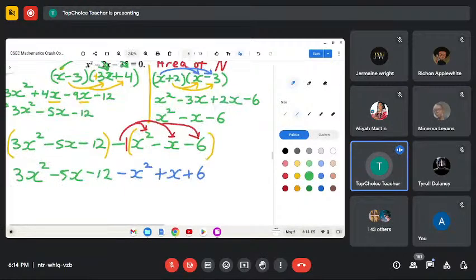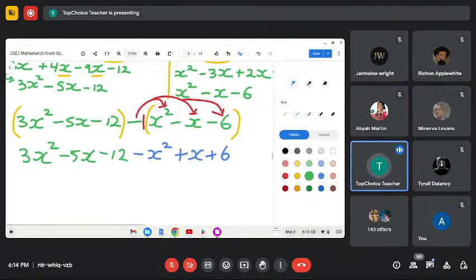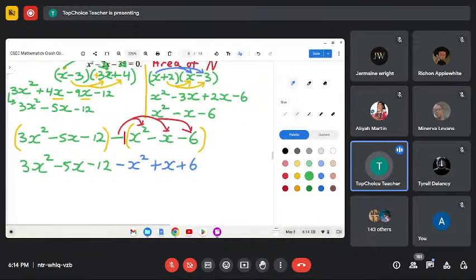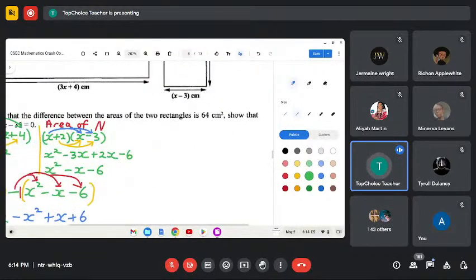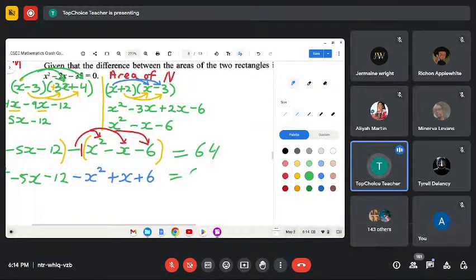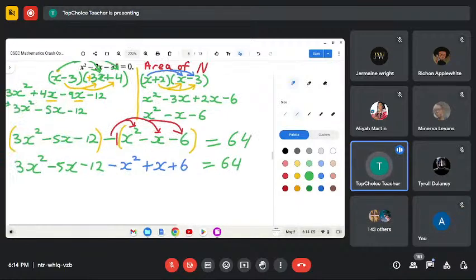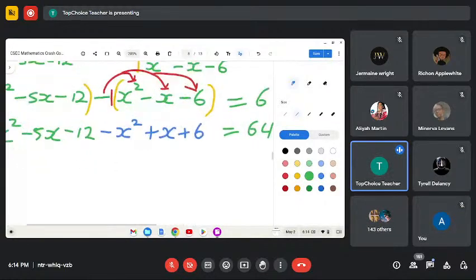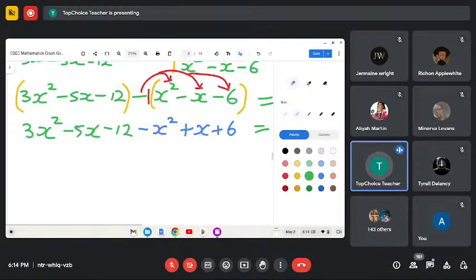Now that we've done this, we could group our like terms. But there's one thing I forgot to put here. Remember, they told us that the difference between the areas of the two rectangles is 64 centimeters squared. So I could make this now equal to 64, because this is the difference we're dealing with now. Now all we need to do is group our like terms. But we could simplify it on the go. Let's write it grouped then, for the sake of students.